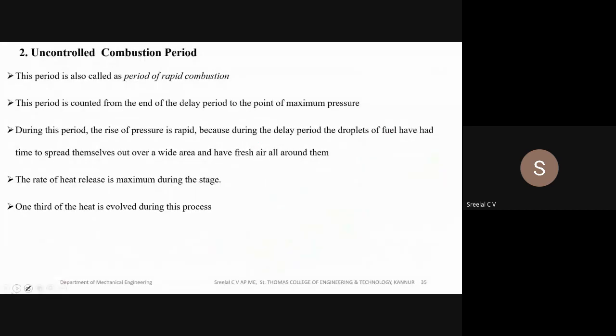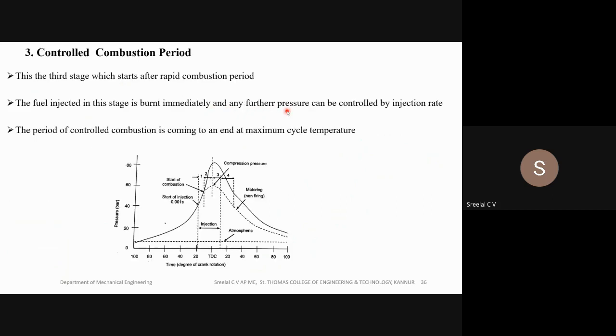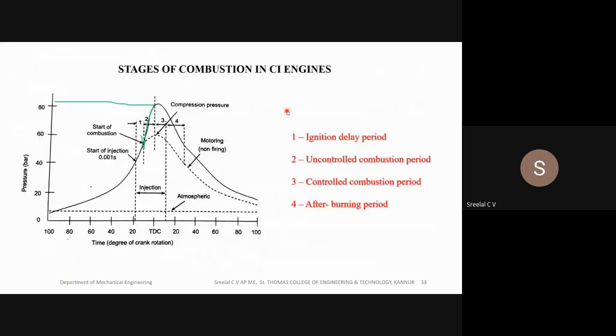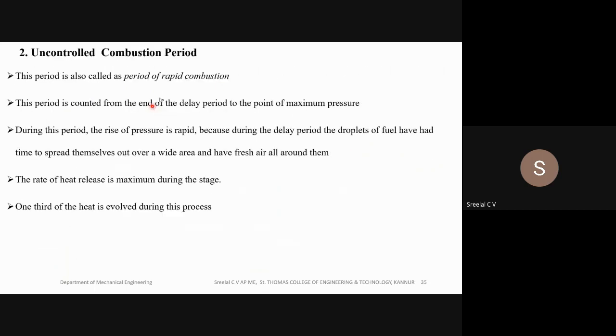So this period is also known as the period of rapid combustion, or the uncontrolled combustion period. This period is counted from the end of the delay period to the point of maximum pressure. That is what we discussed now. It is from the end of the delay period to the maximum point of the pressure. So during this period, the rise of pressure is rapid.